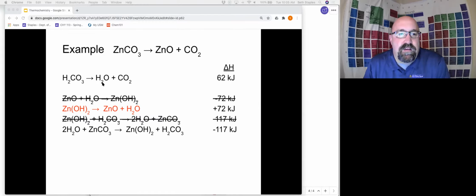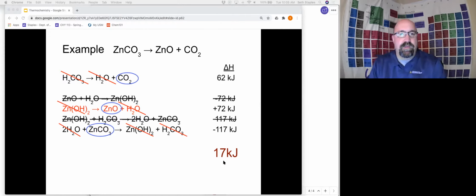H2O as a product here and as a reactant here. So we have two H2Os as products and two H2Os as reactants. So that can disappear. We also have a zinc hydroxide as a reactant and a zinc hydroxide as a product. And so if we cross all of those things out and then look at what we have left, it is exactly what we're looking for. Zinc carbonate as a reactant, zinc oxide and carbon dioxide as our products, and so then we can add up our enthalpies.